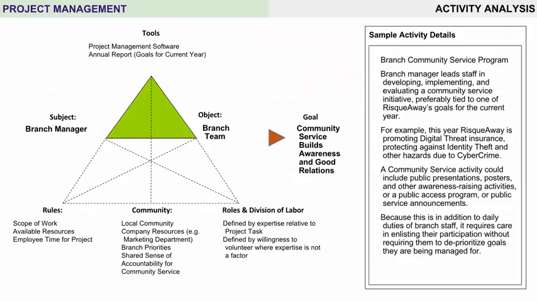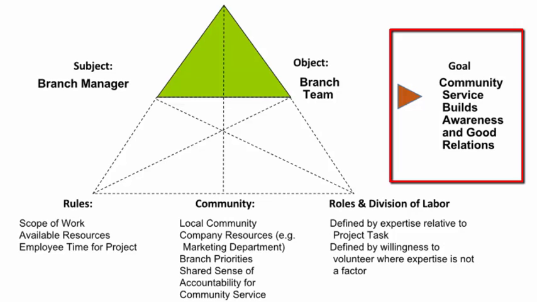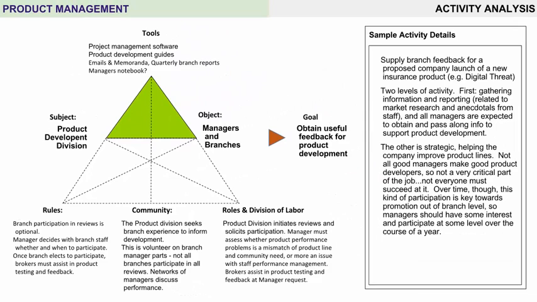This is the activity triangle for the branch community service program when a branch manager leads staff in developing, implementing, and evaluating a community service initiative tied to the digital threat insurance. And the key focus here is to use community service to build awareness and good relations around a topic that supports the release of a new insurance product.